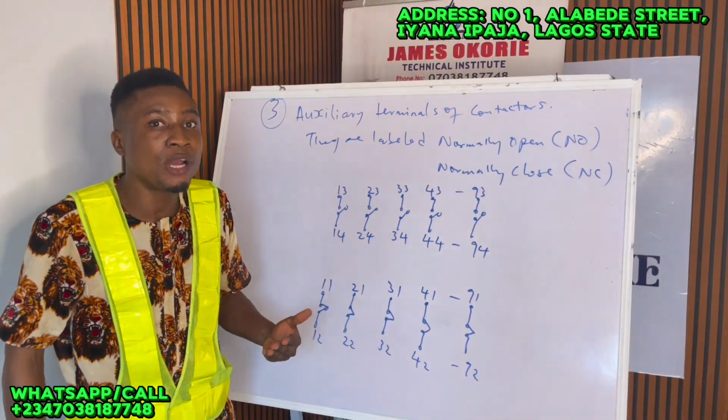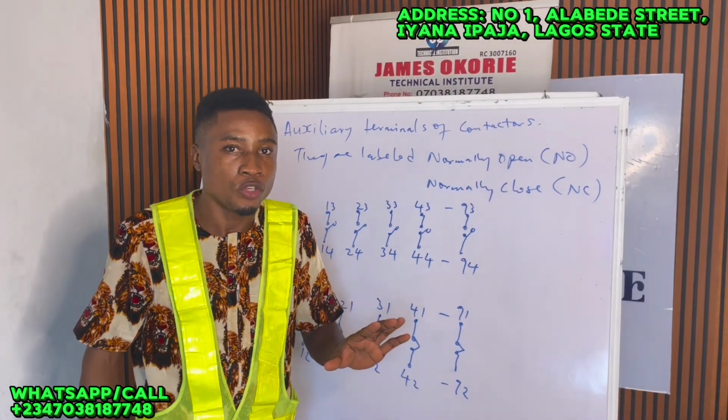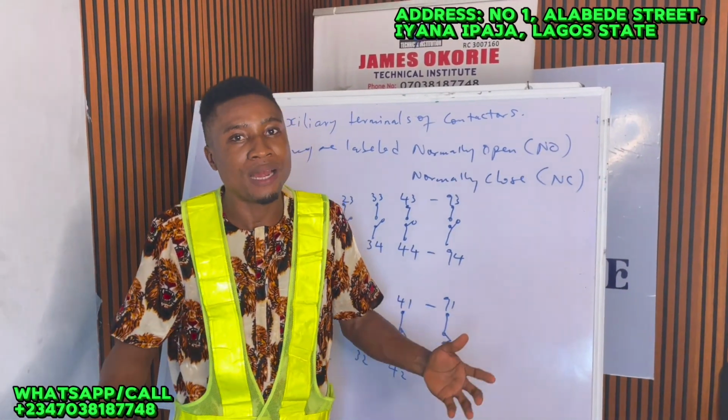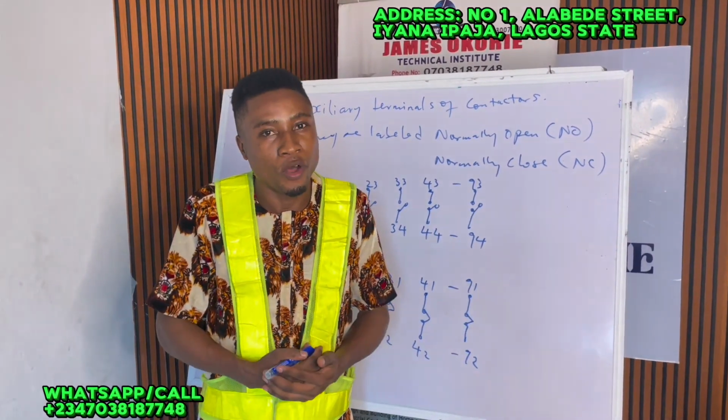Then we talk about normally closed. Normally closed contacts of contactors are the terminals which, when the contactor is not energized, are closed, in a way that when the contactor functions, they turn to open. They are normally used to open or stop a load, alright?